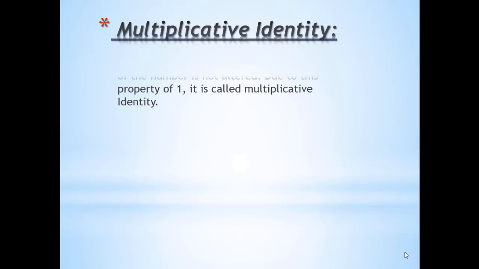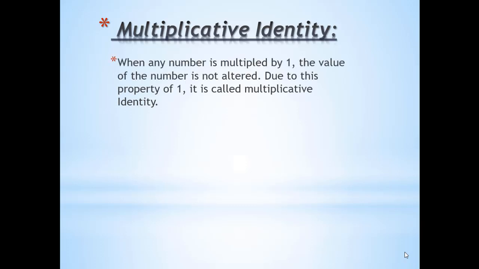Multiplicative Identity. When any number is multiplied by 1, the value of the number is not altered. Due to this property of 1, it is called the multiplicative identity. For example, if we multiply 5 by 1, we will get the answer 5. That means the original value will not be changed. Similarly, if we multiply 1 by -4, we will get -4. So whenever we multiply any value by 1, the value does not change.